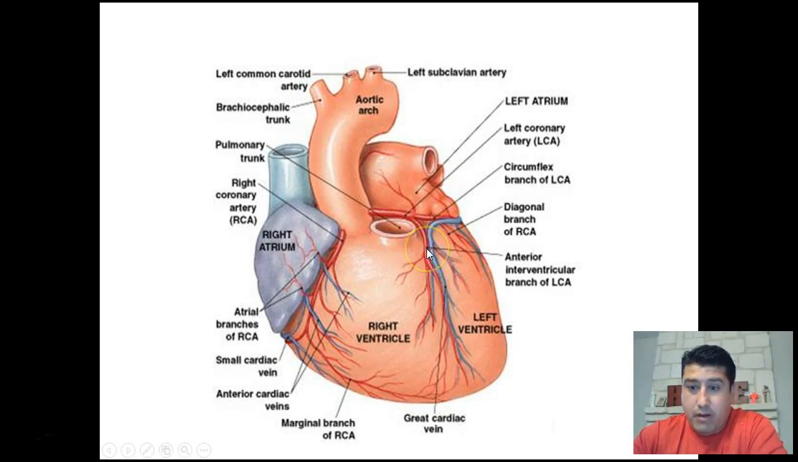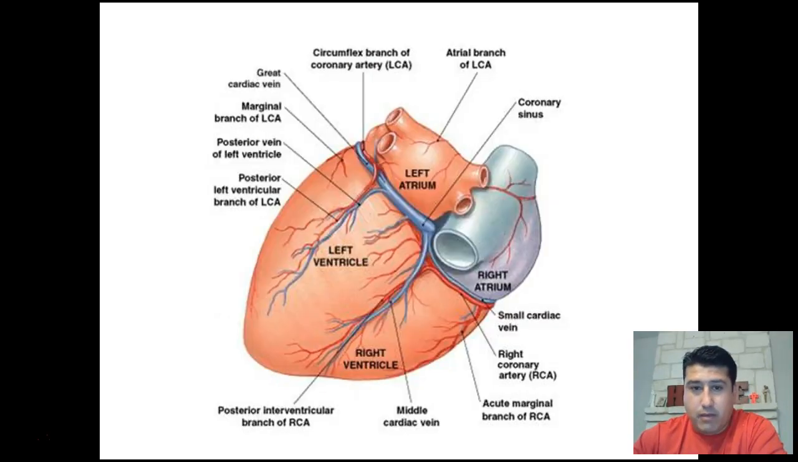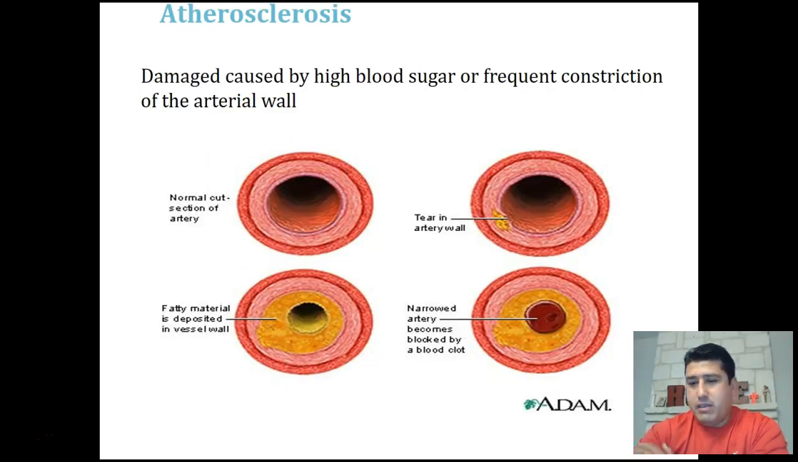Think about a heart attack. This is what happens whenever somebody experiences a heart attack: there's a blockage in one of these arteries. Okay. So how does this blockage occur?